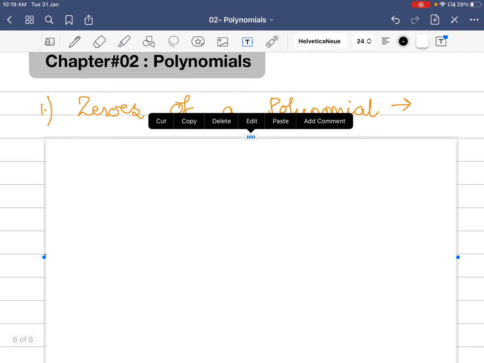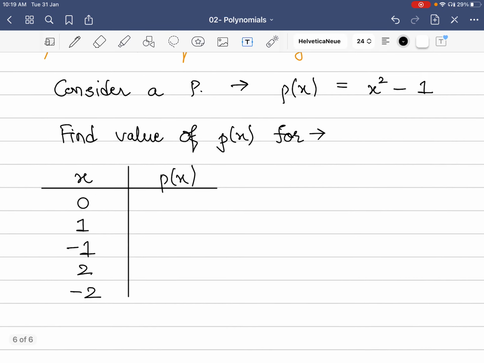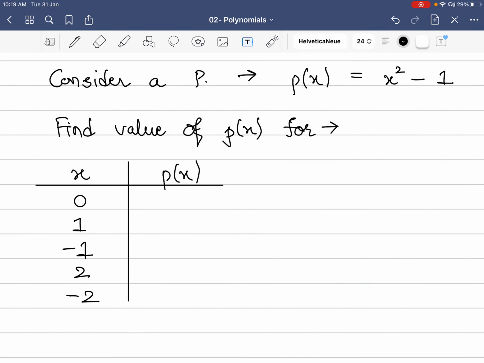Now consider this polynomial. So I've written a polynomial here. Consider a polynomial. P is short for polynomial. P of x, which is equal to x square minus 1. Quite a simple and straightforward polynomial. P of x equal to x square minus 1.